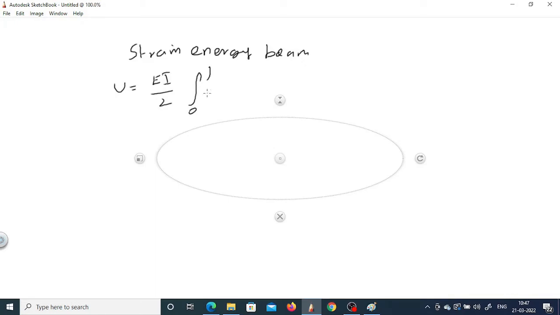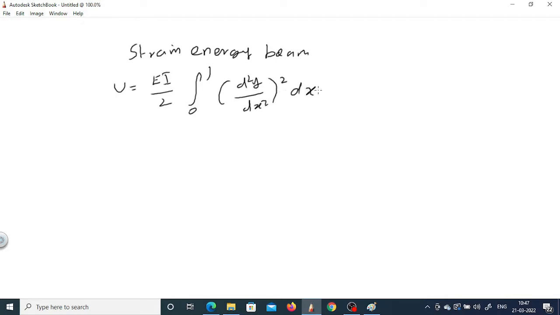The next step is strain energy due to the beam. So the next step, I want to identify the strain energy in the beam. What is the formula for strain energy of the beam? Yes, the strain energy can be determined through U equal to E I by 2 times the integral from 0 to L of the square of d square y by dx square, into dx, which is the formula for identifying the strain energy.